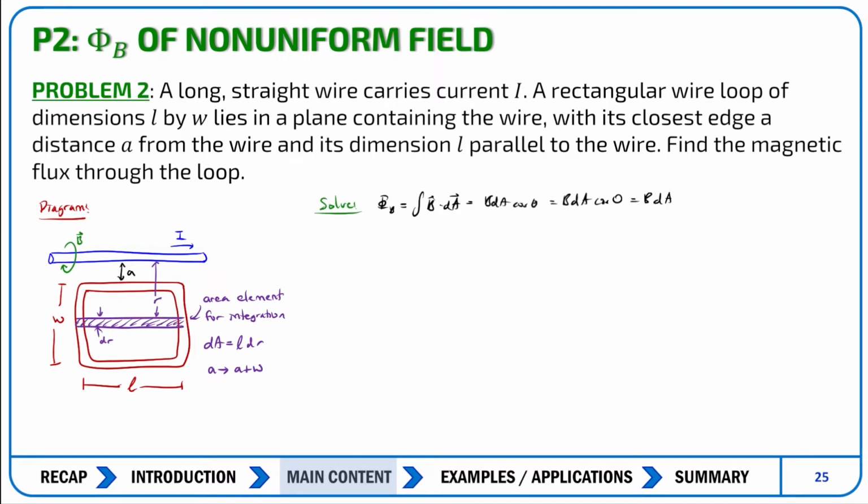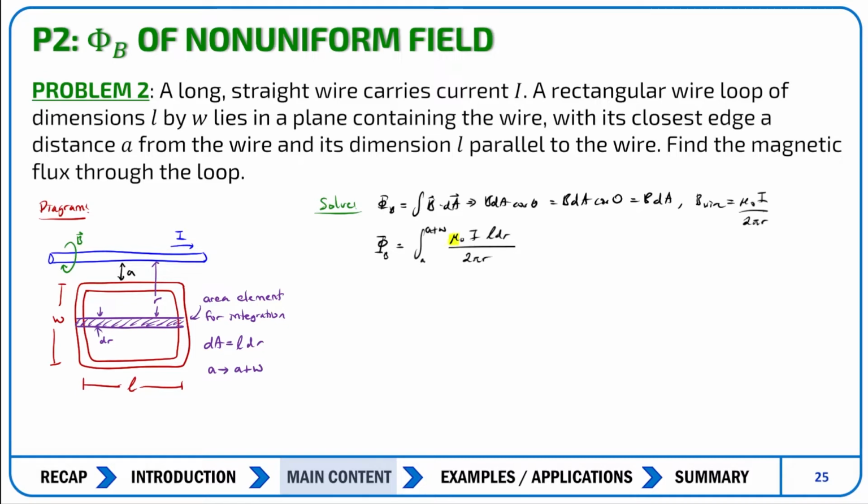And from before, we also know that the B field of a wire is mu naught I over 2 pi r. So we can use readily available equations and then solve for magnetic flux. So this is then going to be mu naught, the integral, just going to make this a little bit easier. The integral from a to a plus w of mu naught I L dr, because we know that's dA. Then we have 2 pi r at the bottom.